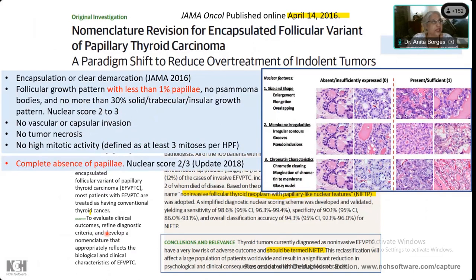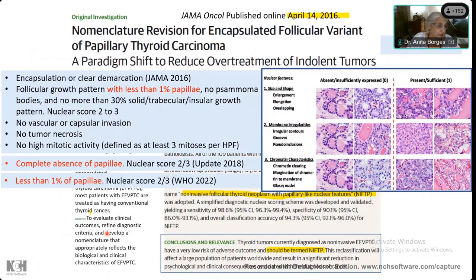What happened after that? In 2018, they had an update. This is after the 2017 WHO classification. And they said there should be no papillae at all. Now what happens in 2022? They've gone back to saying there should be less than 1% papillae.